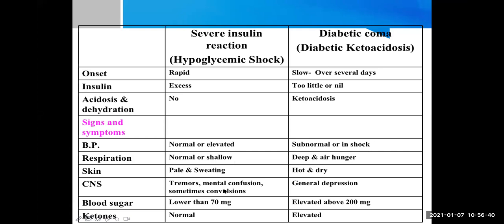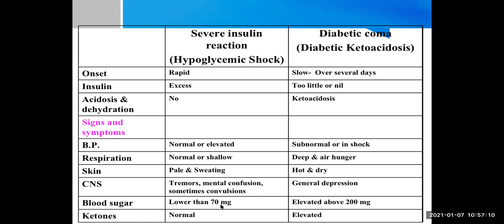In the CNS presentation, both of them may present with coma, but along with that, there may be tremors and convulsions. Before the patient develops coma, the patient may be confused. But in DKA, usually there is generalized depression of the central nervous system, and the patient usually presents with coma. The important point here is the measurement of blood sugar, which we always do in a patient with diabetes, and that alone will give you the diagnosis.